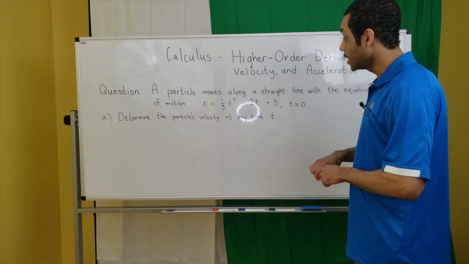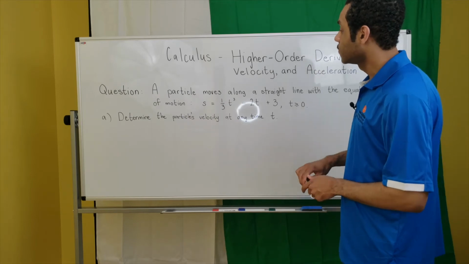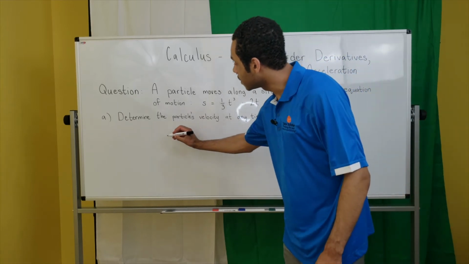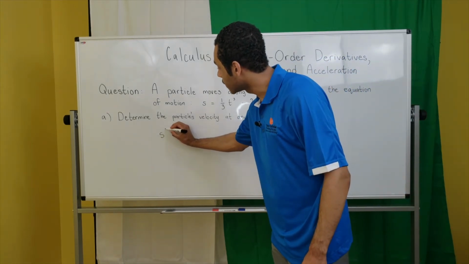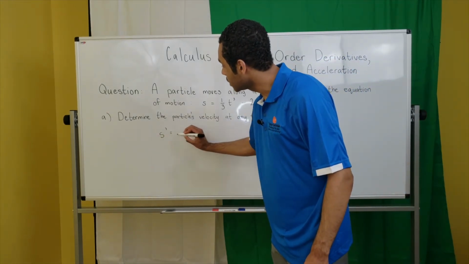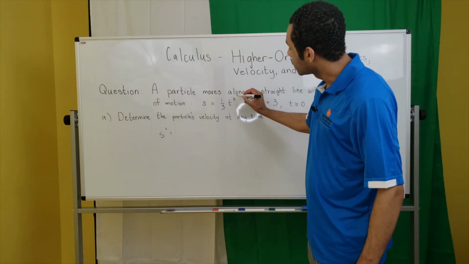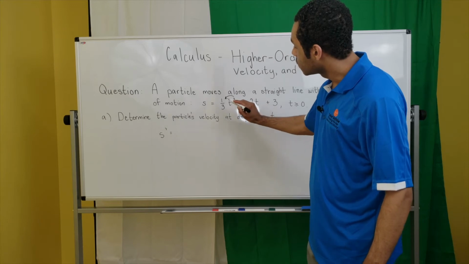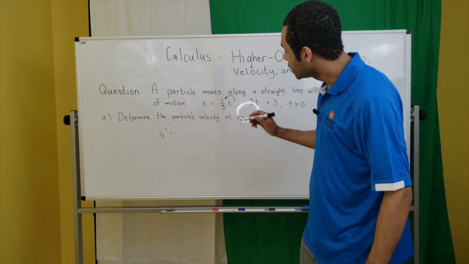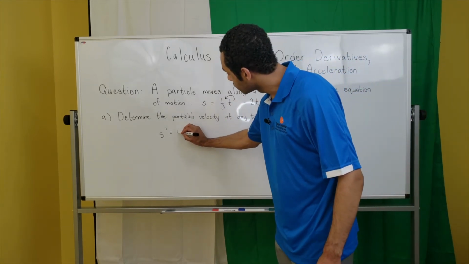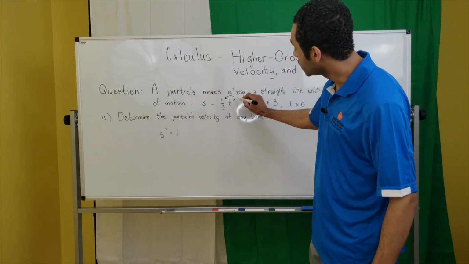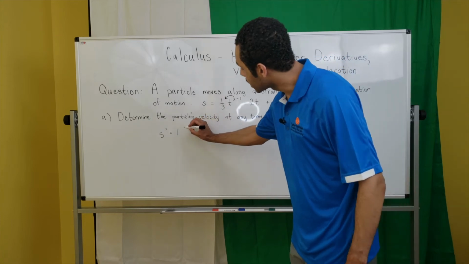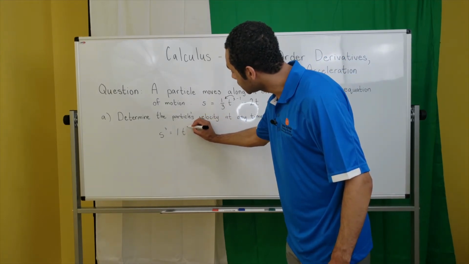Alright, so to get started for this one, to find the velocity, we will take s prime, or the derivative of the particle's motion function. So s prime equals, so now what we're going to do is take this 3 and multiply it with the 1/3. So 1/3 times 3 will be just 1. Then we subtract 1 from the exponent of 3, so we will get 1 times t squared.